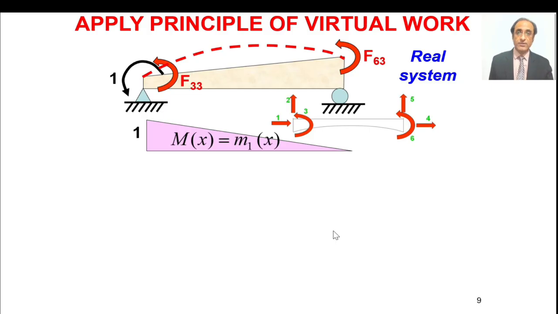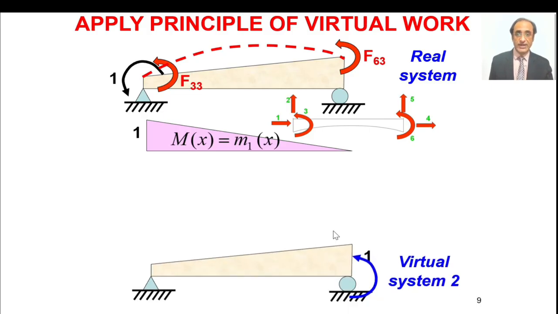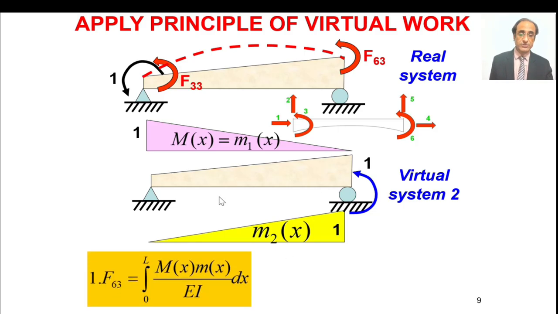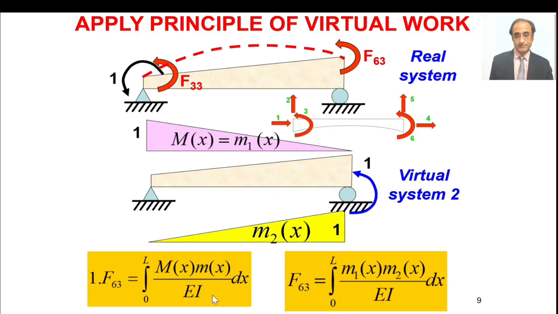Then next is that we have to find F63. So for that purpose we have to create another virtual system. So in this particular virtual system, we apply a unit moment along the other end, and for this also we draw the bending moment diagram, which is this. And by definition, when we do the equation of the external and the internal virtual work, we get this relation. So because here the work done by the virtual force is 1 times F63, and this is the expression for the internal virtual work, and here the product of M1 and M2 will come into picture. So this is by definition F63.